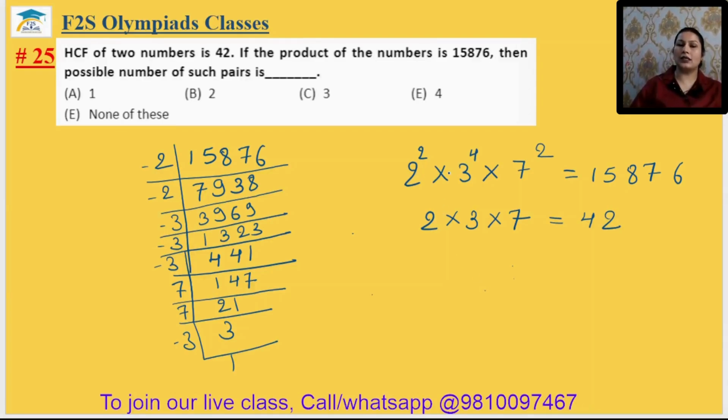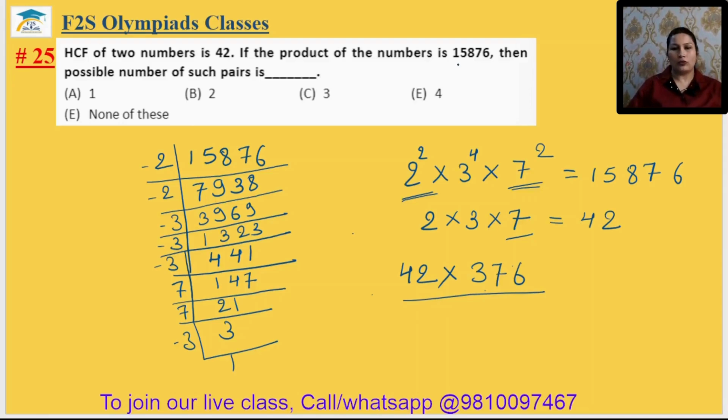Since we can see the highest power of 2 is only 2 and of 7 is only 2, it means there can be only one pair, that is 42 multiplied by 378, whose product can be 15,876 and HCF can be 42. Since the highest power is 2 only, only one pair can be formed here. So option A. 25th answer is option A.